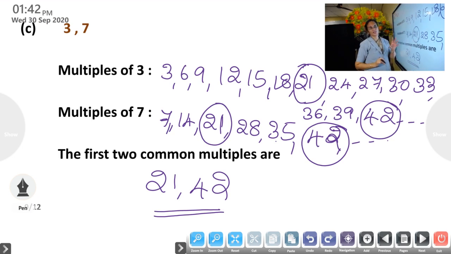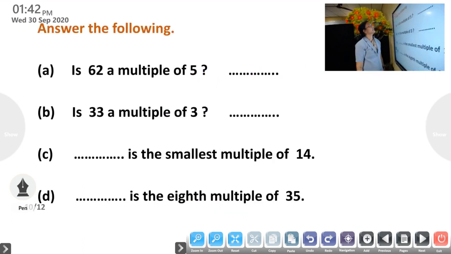There was some correction in that one. You just keep that in your mind. Then the last one, answer the following. These are our fill in the blanks questions. Is 62 a multiple of 5?